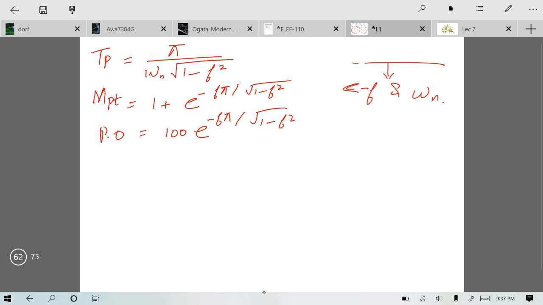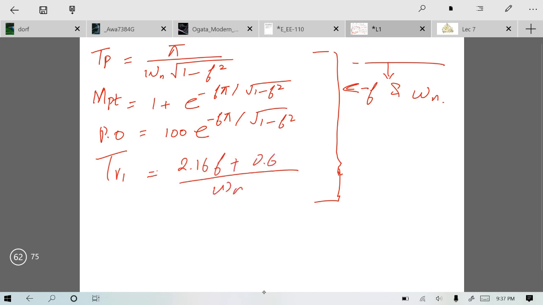that characteristic equation and put those values in these equations to find your peak time, MPT, percentage overshoot, and obviously the rise time TR, which is equal to 2.16 zeta plus 0.6 divided by omega n. I am directly writing these equations from your textbook without going to the derivations, so you can verify these formulas from the textbook as well. What you actually need to calculate all these parameters is zeta and omega n.